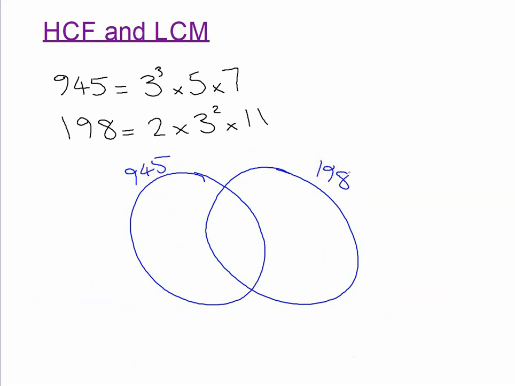Okay, so what's going in the middle? So they've got a 3 squared. That's pretty much it. So 945 has another 3, has a 5 and a 7. And the 198 has a 2 and an 11.